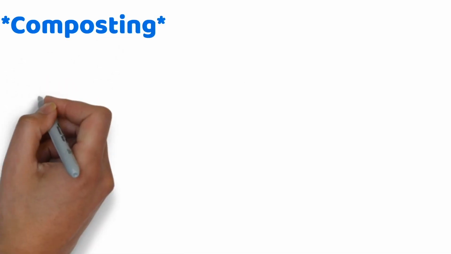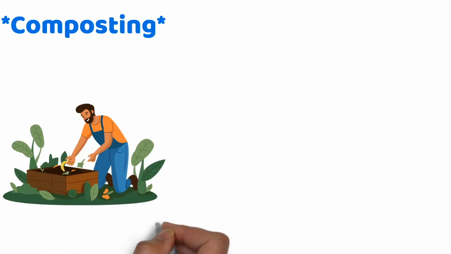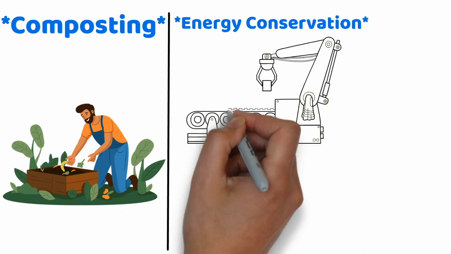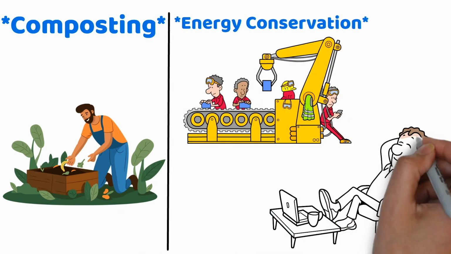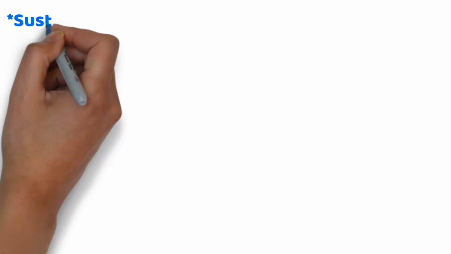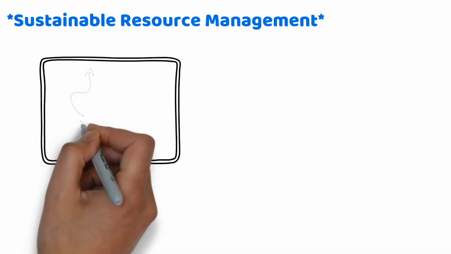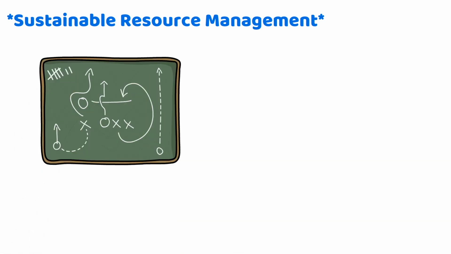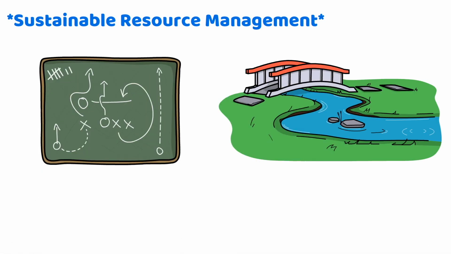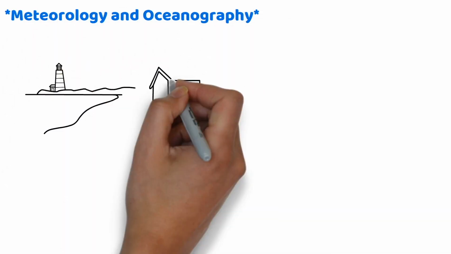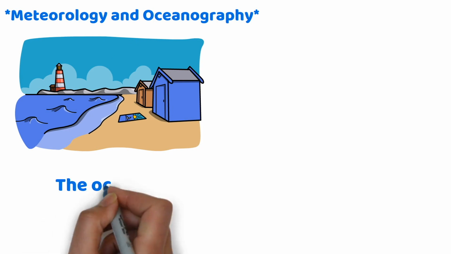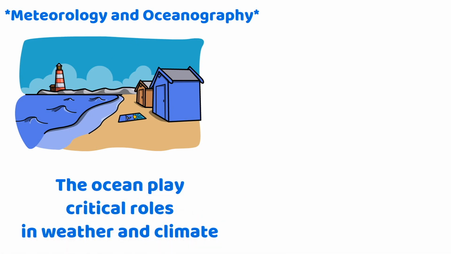Composting. By decomposing organic waste, composting produces nutrient-rich soil, which can enhance plant growth and reduce reliance on chemical fertilizers. Energy conservation. Implementing energy-efficient technologies and practices can significantly reduce energy consumption and environmental impact. Sustainable resource management. This strategy involves the careful and responsible management of natural resources to prevent depletion and ensure long-term sustainability.